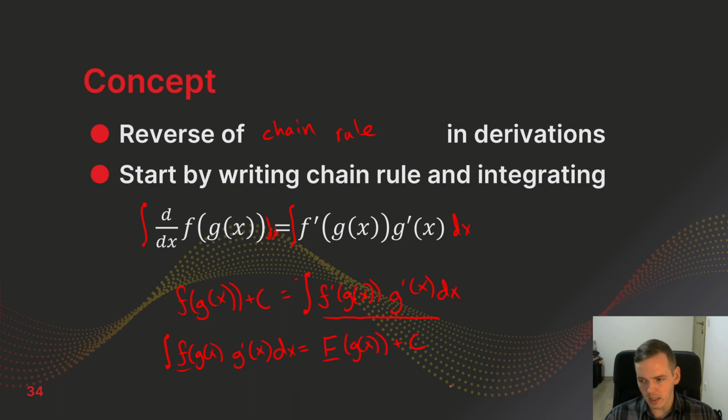Or if you use the kind of rules that were presented above, if u equals g of x and f is integrable, we can write it as the integral of f of u du equals big F of u plus c, which is also equal to big F of g of x plus c. I know this is kind of ambiguous and unclear, but once we start doing examples and start playing with it, I think that will clear things up. But this is the concept, this is the underlying expression.